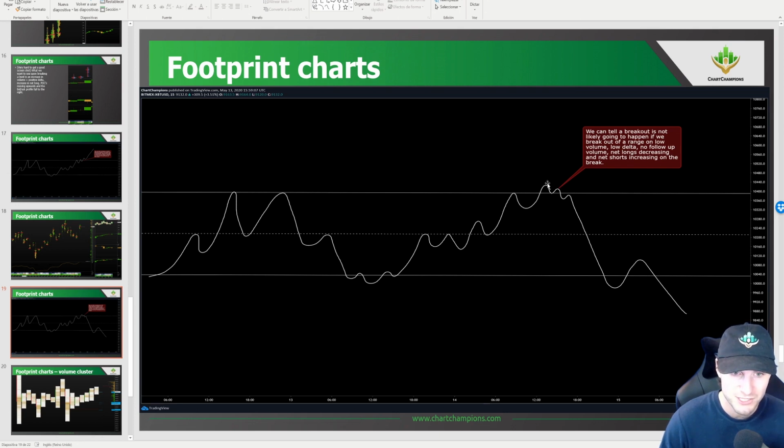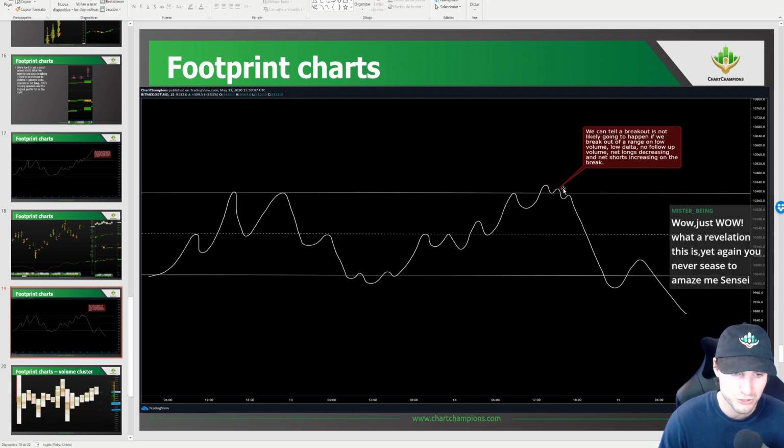So the break of the range is on low volume, then you get a pullback on a heavier sell volume, the next increase is on a lower volume, and then you're breaking down again on an increase in bear volume. Okay, so an increase in negative delta, and that's increasing as you're pulling back. Net longs decreasing, and net shorts increasing on the pullback. That's leaning you into obviously a swing failure pattern setup.